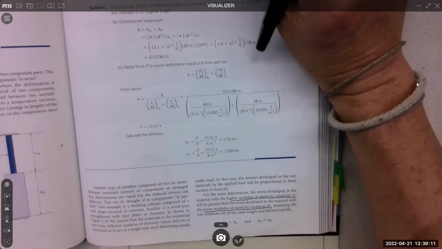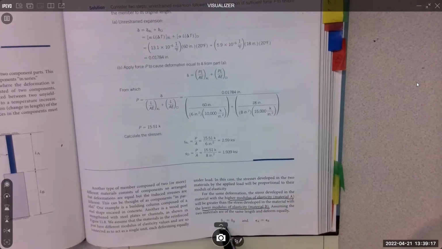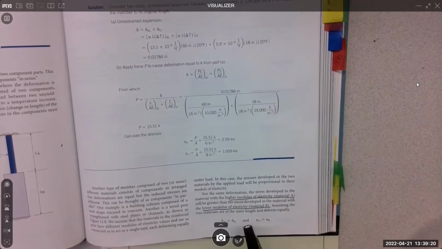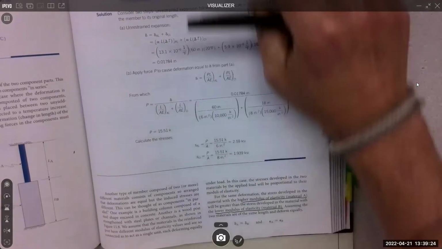If you compress them, they both compress exactly the same. So the whole derivation of the equations is based on this. Elongation of A, elongation of B, exactly the same. So just keep that in mind. If that's not true, then you don't use these equations.